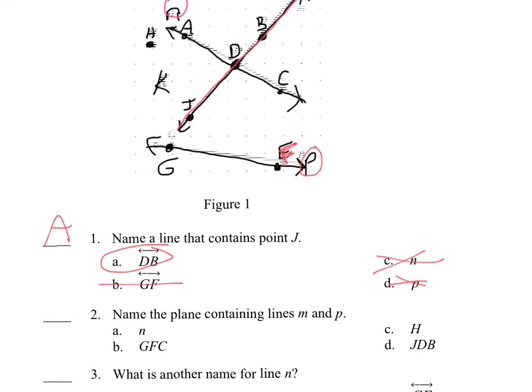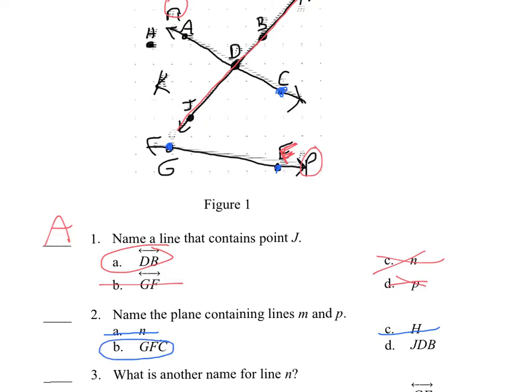Name the plane containing M and P. If you remember, we name a plane by a capital letter, or we also name it by 3 letters in the plane. We do not label it by the name of a line. We do not label it by 1 point. So GFC, if GFC is included here, which we have G, we have F, and we have C, those are 3 non-collinear points which should work.